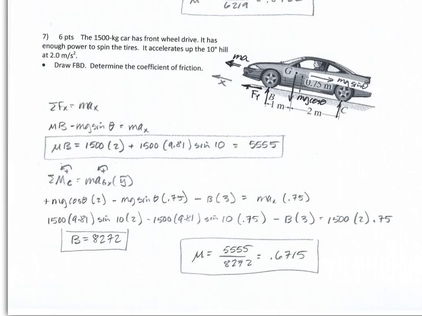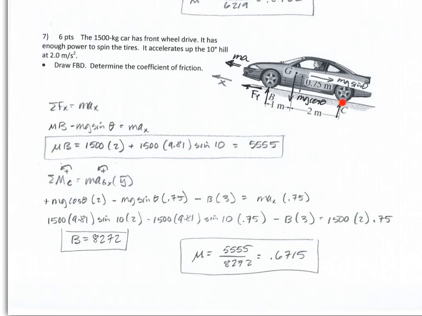So with front wheel drive, we're going to draw the same free body diagram, except we're going to put the force of friction at the front. And we're going to do the same force in the x direction. Force of friction is mu B minus mg sine theta is equal to mass times acceleration going up the hill.